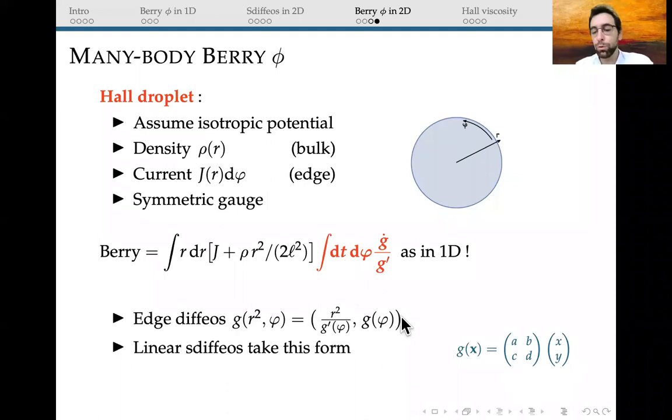And in particular, this function g depends on these entries a, b, c, d. And so in particular, because Hall viscosity is derived for linear diffeos of this form, you might hope that this Berry phase formula somehow reproduces Hall viscosity. That question, how to reproduce Hall viscosity, is going to be the last thing I want to address in the talk.